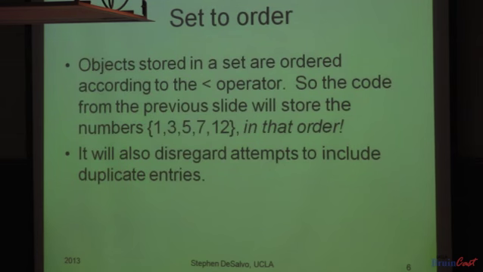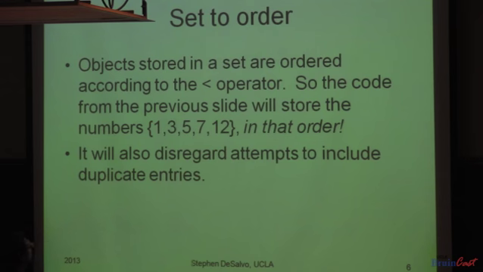Okay, so objects stored in a set are actually ordered according to the less than operator. So if you're going to store a set of 2D points, for example, you have to have the operator less than overloaded on them, otherwise set won't work. Well, you can create a set of that type, but you can't insert any elements into it. So it will store the numbers in a particular order, because we need an ordering in order to store them properly.